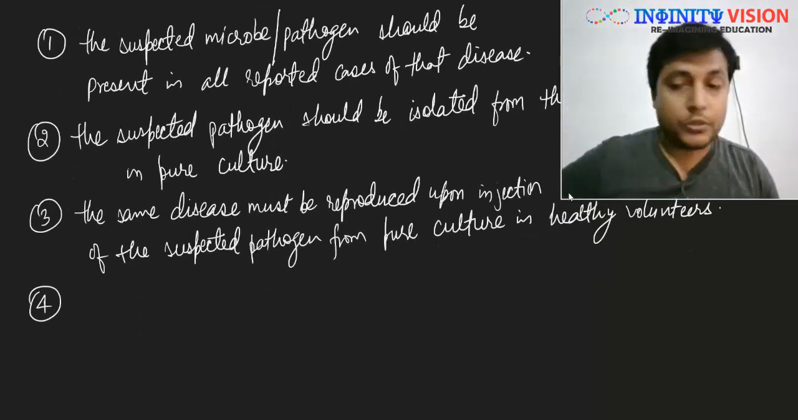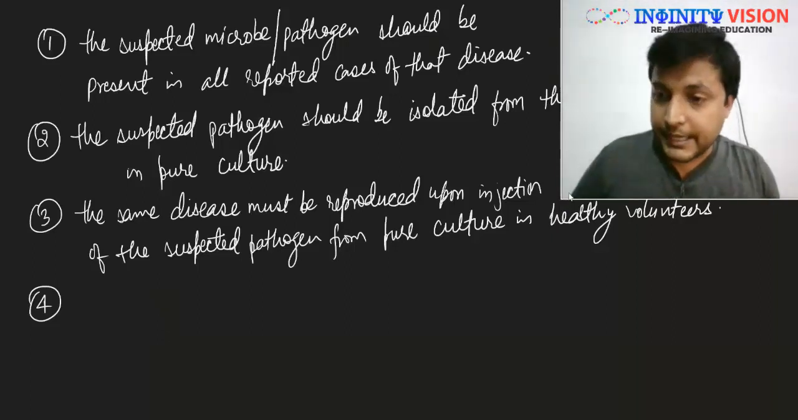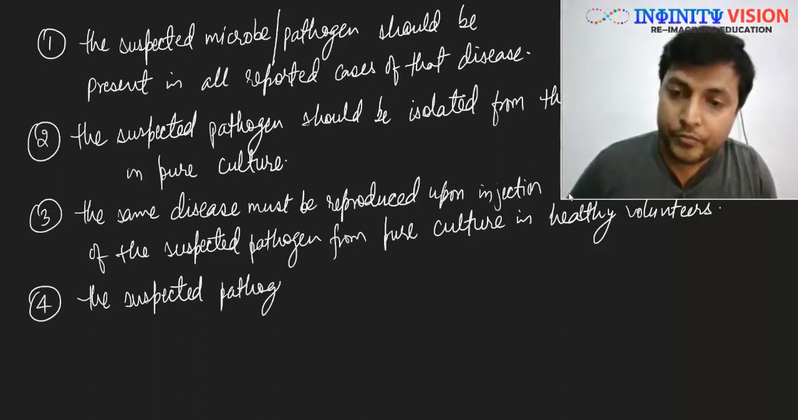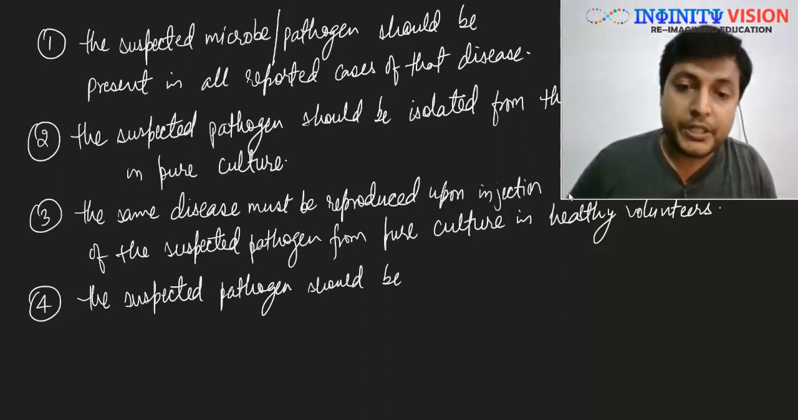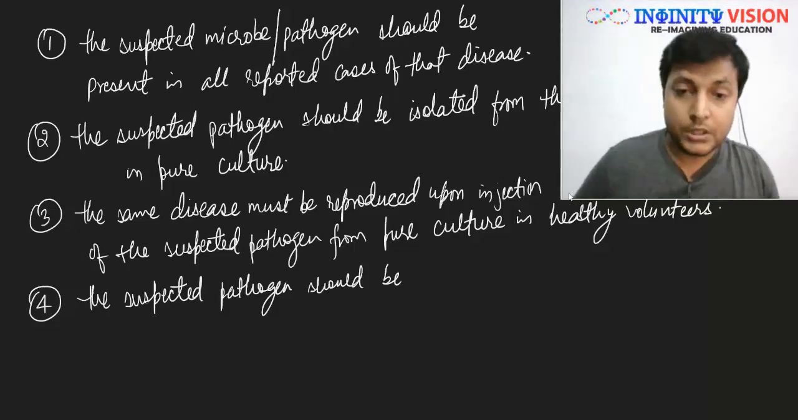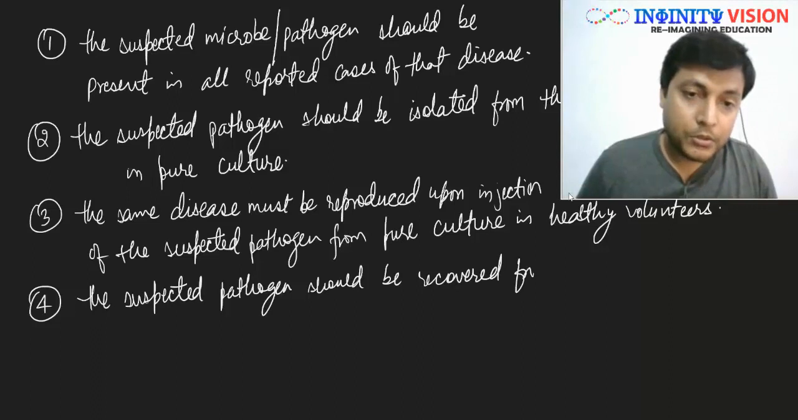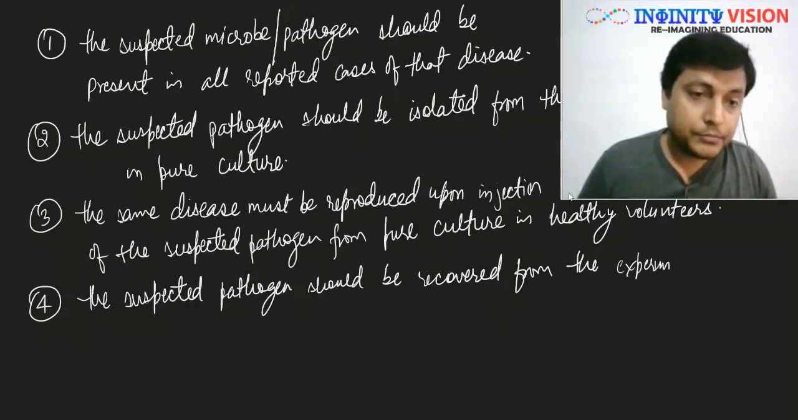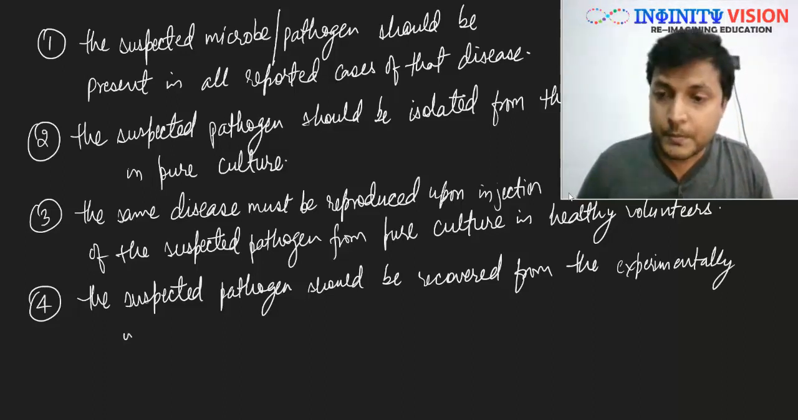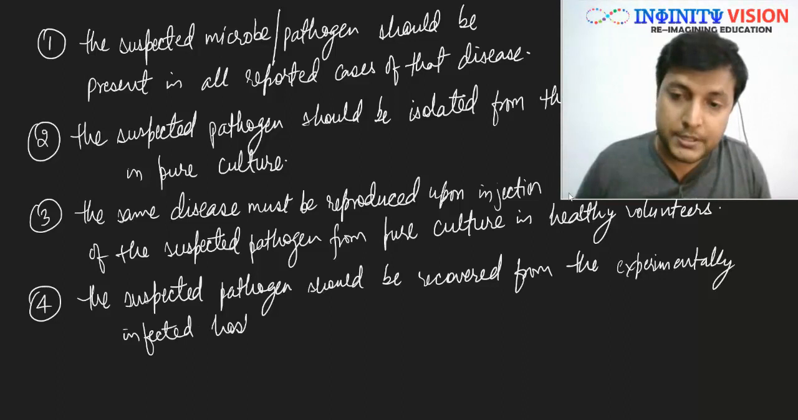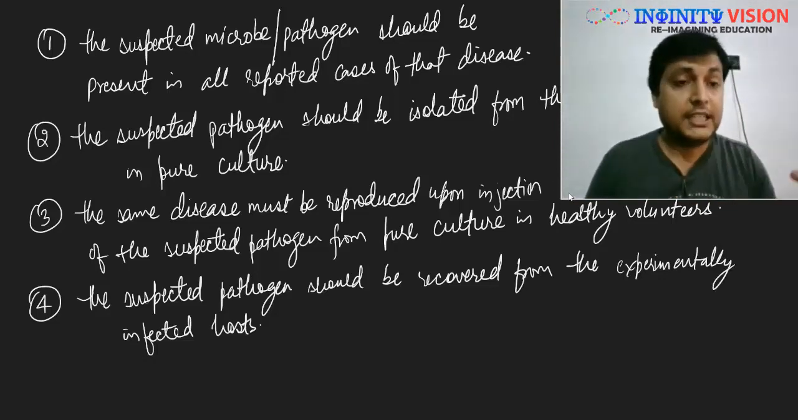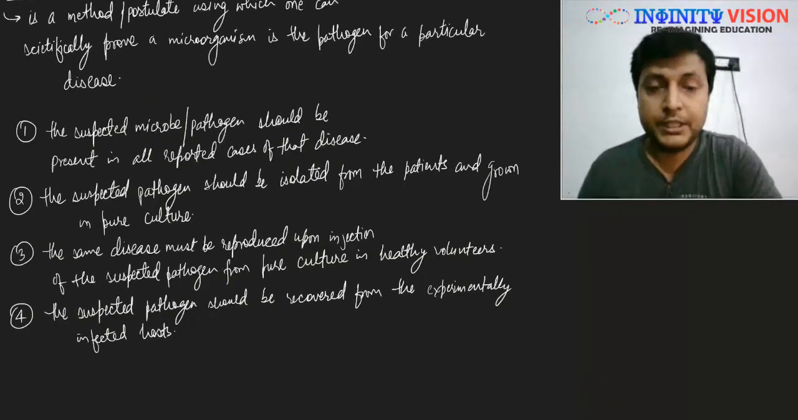So there is a fourth point in the Koch postulate, and this point says that the suspected pathogen should be recovered from the experimentally infected hosts. Okay, so now can you see the fourth point says that again you have to isolate this pathogen from the experimentally infected hosts. Okay, let me zoom in.